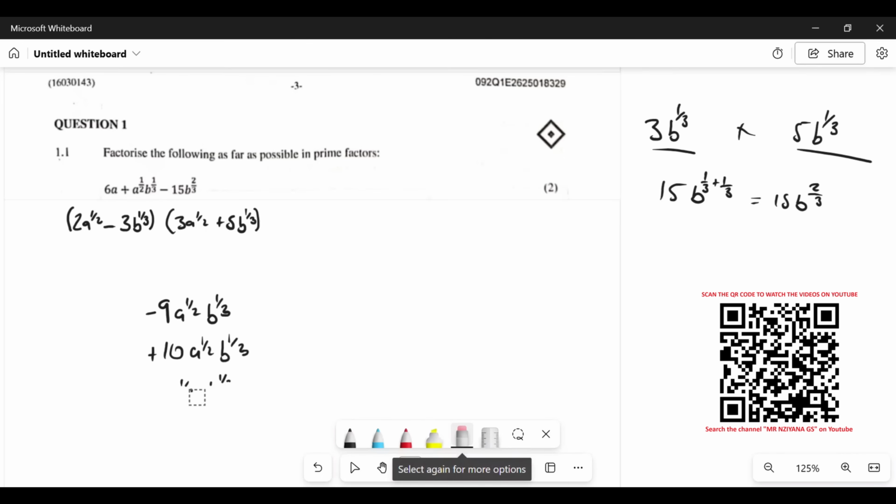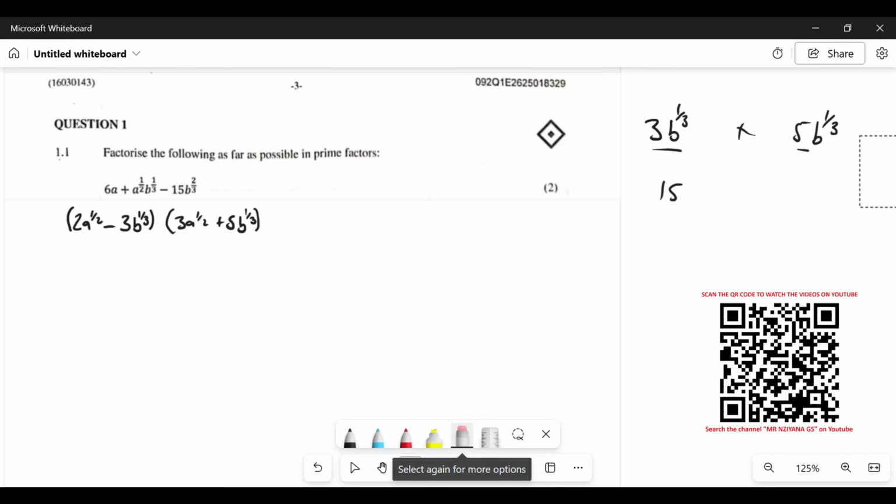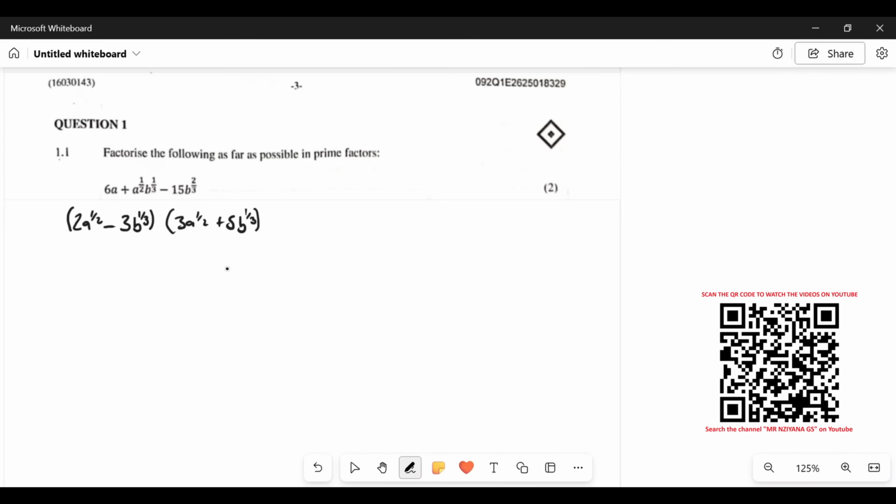So this is way too long, but basically this is how you answer this question here. I hope you guys managed to understand this. This was out of 2 marks. This is how you factorize this one.